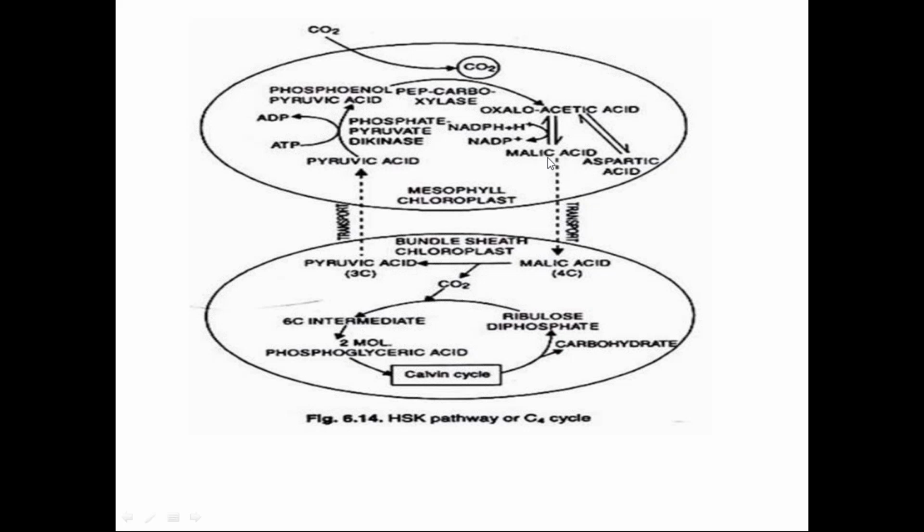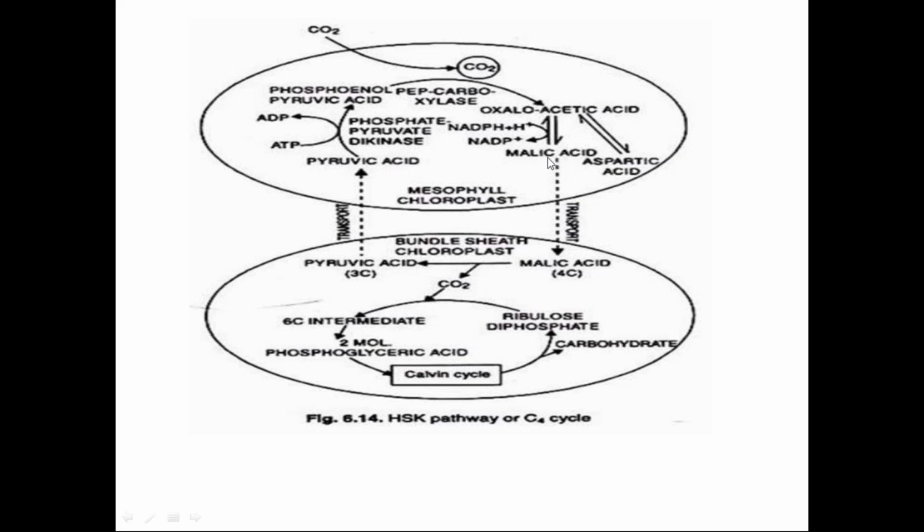Photorespiration occurs in C3 plants. Why does it occur in C3 plants? Because in C3 plants, the Rubisco enzyme is present, and this Rubisco enzyme has both the properties of carboxylase as well as oxygenase. If the concentration of oxygen is very high, then it may bind with the oxygen molecule, not with CO2.